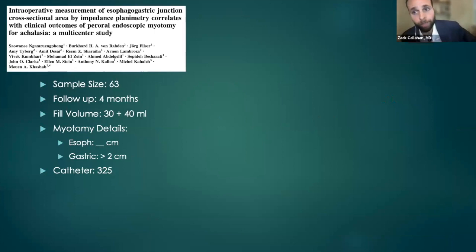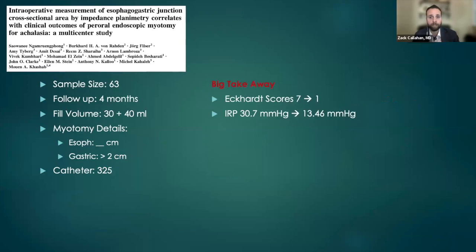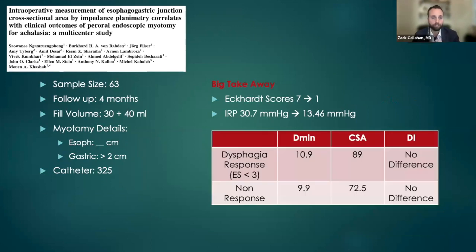Three years later, this is a group out of Hopkins. This was a big deal because this was the first time that they actually had post-POEM pH testing as well as EndoFLIP data. They reported the expected decrease in both Eckardt and manometric IRP. But when we get into the EndoFLIP data, things get pretty interesting. The authors did the same thing. They split the cohort into good responders of dysphagia and non-responders. You can see they found a very small, but still statistically significant difference in DMIN and CSA between the responders and non-responders. Interestingly, they saw no difference in distensibility index. And that's just the 30 milliliter fill. When they actually did the 40 milliliter fill, they were unable to find any differences at all.